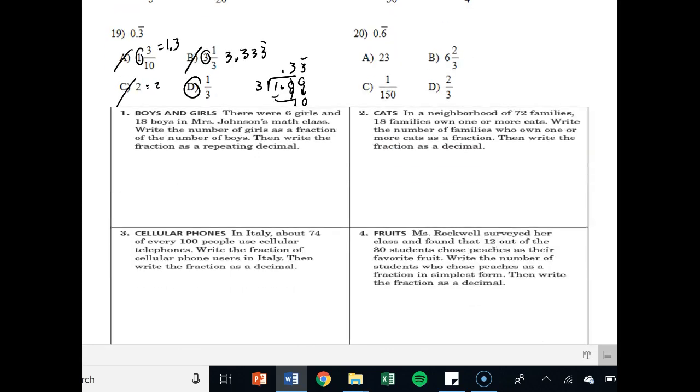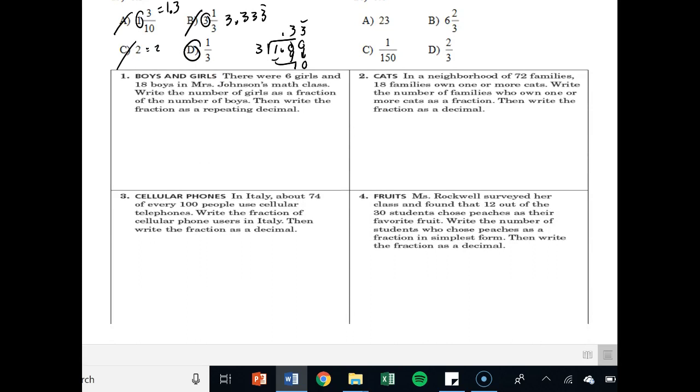All right, for the word problems, they're very straightforward. It's just plucking out kind of what the question is actually asking. So it says there were 6 girls and 18 boys in Mrs. Johnson's math class. Write the number of girls as a fraction to the number of boys. So that's what they're asking us to do. And then they're asking to then write the fraction as a repeating decimal.